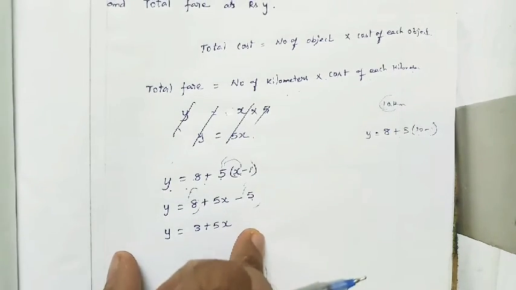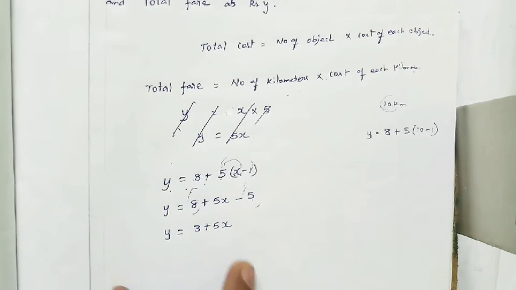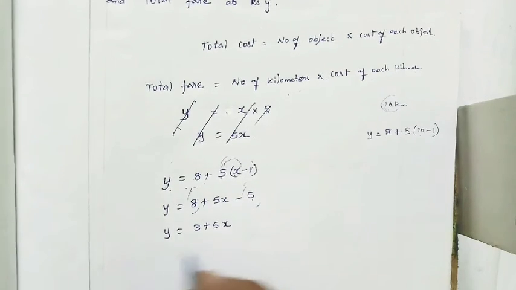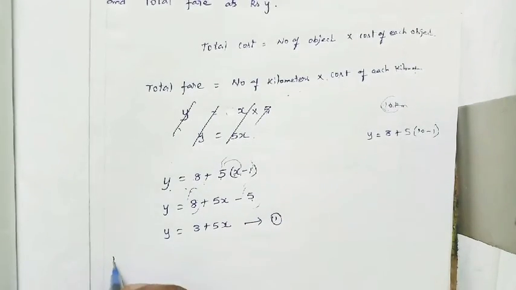Now we are going to find 3 more solutions for this equation. After finding 3 more solutions, what do we want to do? We want to draw it in a graph, right? So this is taken as equation number 1. Now I am going to assume x is equal to 0.